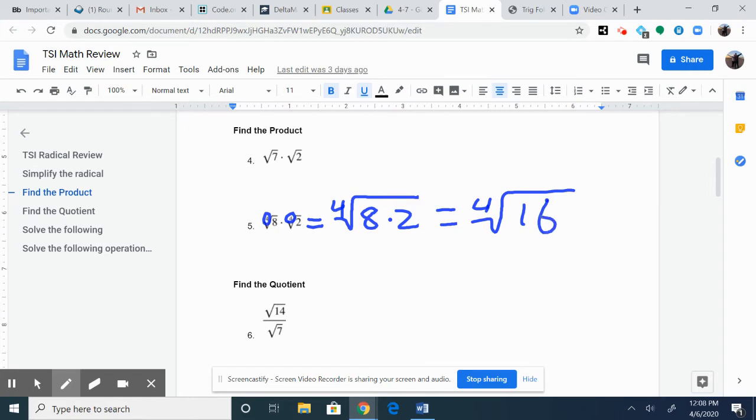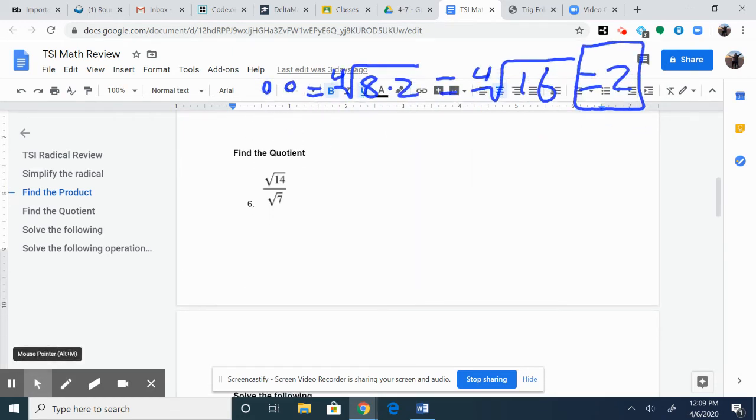So the fourth root of 16. Now, if you can simplify it, you do. And in this case, the answer would be 2. So 2 to the fourth power gives us 16.